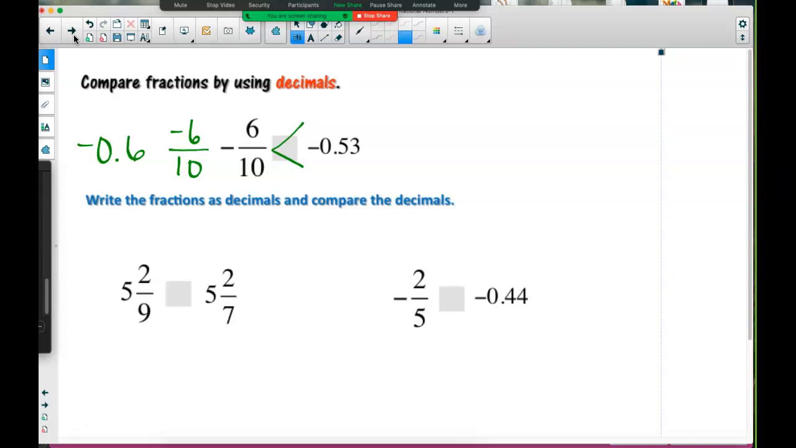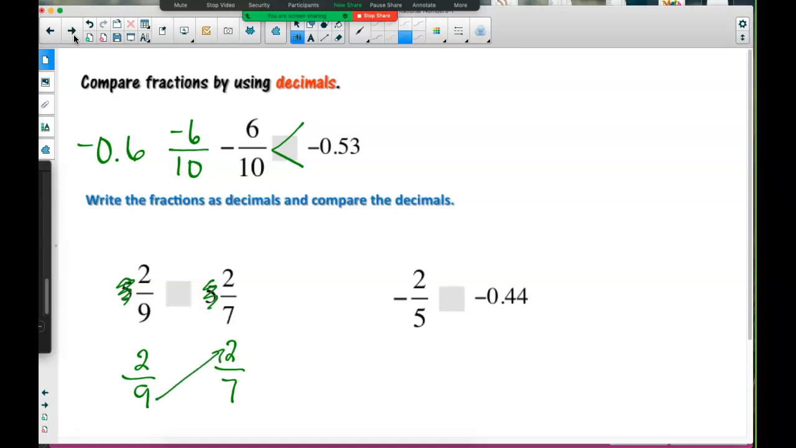Does the 5 matter? Not really. Okay, so you guys, in this problem, because it's a 5 and a 5, I can ignore the 5s. I'm really comparing the 2/9 and the 2/7. What is bigger, 2/9 or 2/7? If you were to eat 2/9 of a pizza or 2/7 of a pizza, which did you eat more of? 2/7, right? These pieces are bigger. If you only cut a pizza into 7 pieces versus 9 pieces.